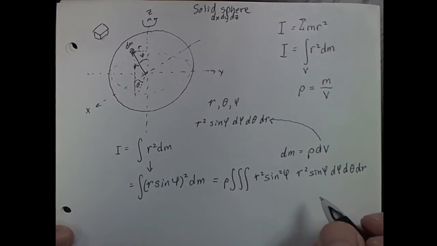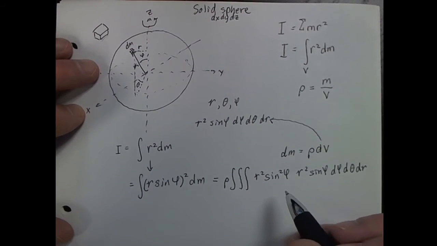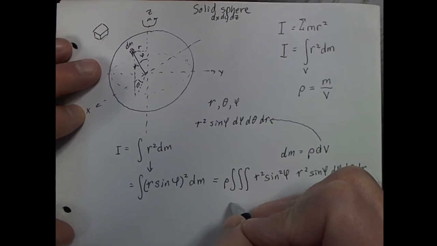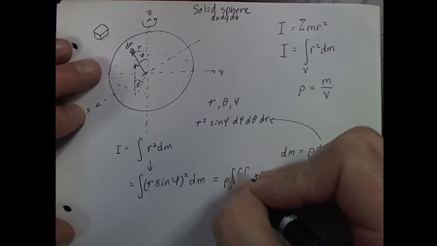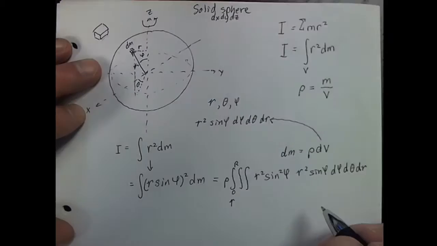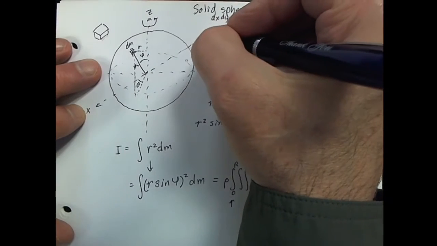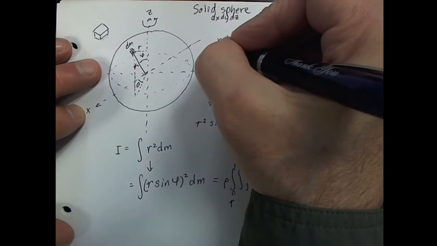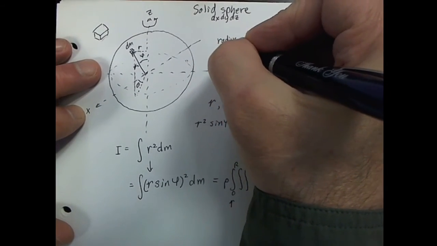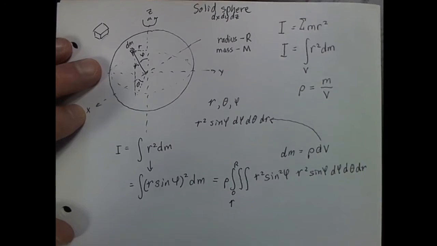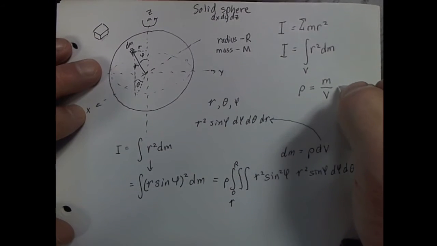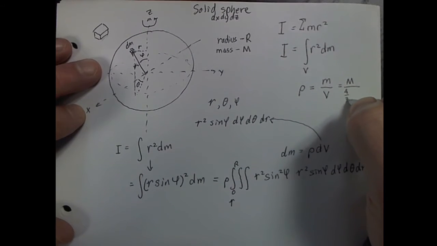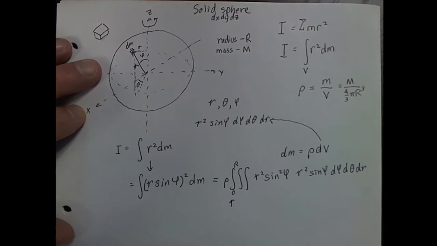Okay. Now let's look at what we'd have to integrate over. Well, obviously the little r here, we're going to integrate from 0 to capital R, which would be the radius of the sphere. Let's make the total mass capital M. So the density here, like I said, would be capital M over the volume, 4/3 pi capital R cubed. So keep that in mind. We'll use that later on.